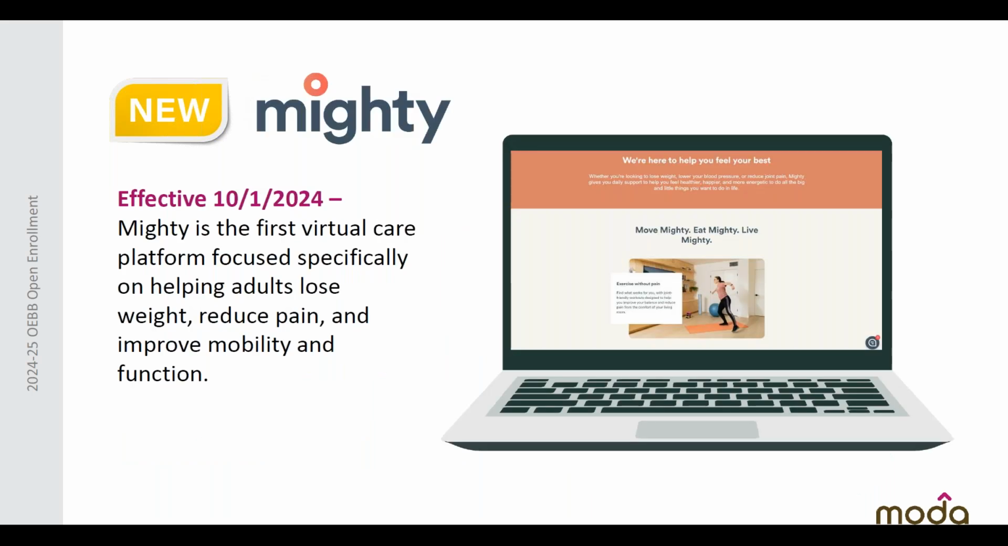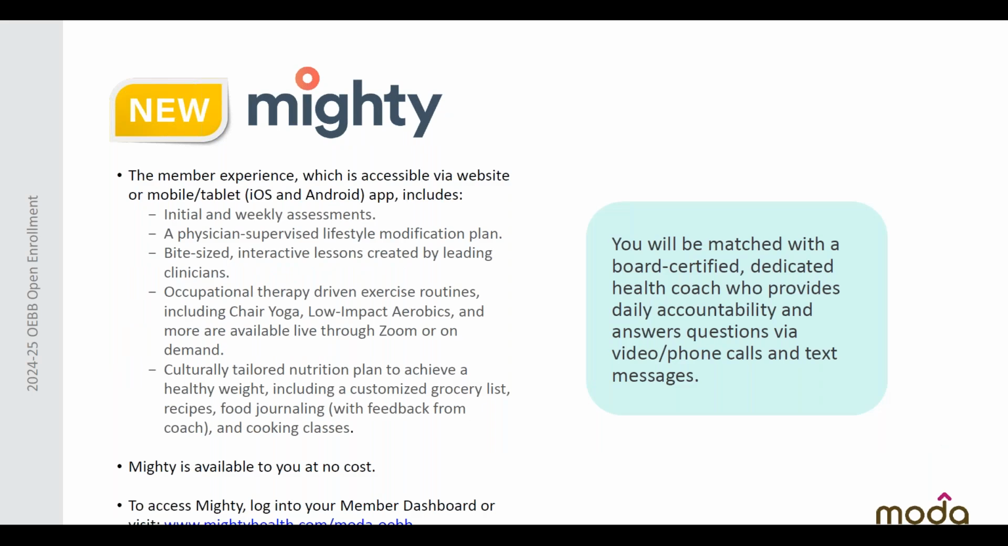Also effective 10/1/24 is OEBB adding Mighty Health, which is a first virtual care platform focused specifically on helping adults lose weight, reduce pain, and improve mobility and function. So with Mighty Health, they provide initial and weekly assessments. It's a physician-supervised lifestyle modification plan. They do it in bite-sized interactive lessons created by a leading clinician.